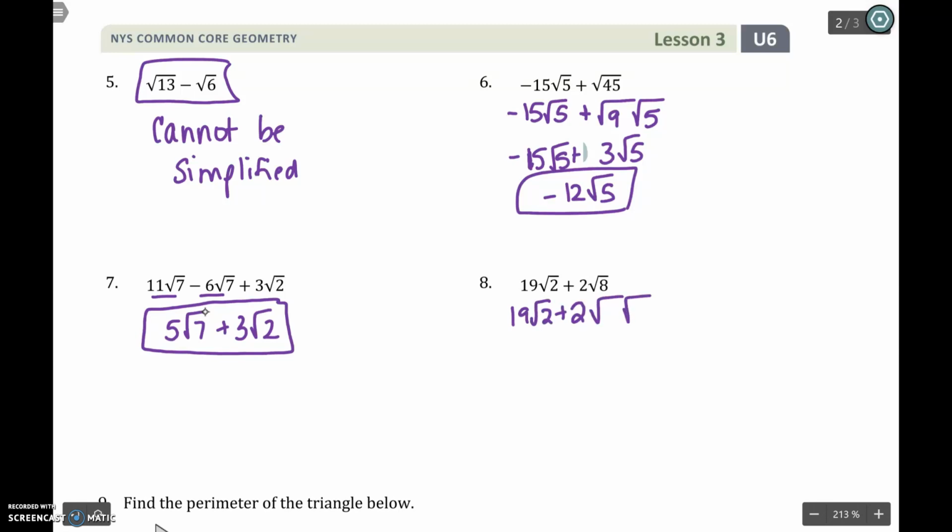Okay, the radical 2 cannot be simplified any further. There are no perfect squares that go into it other than 1, and that's not going to be used. But the 8 can. 4 goes into it twice, and so the square root of 4 becomes 2. And then when we multiply the coefficient times 2, we're going to get 4. And then 19 radical 2's plus 4 radical 2's is 23 radical 2's.